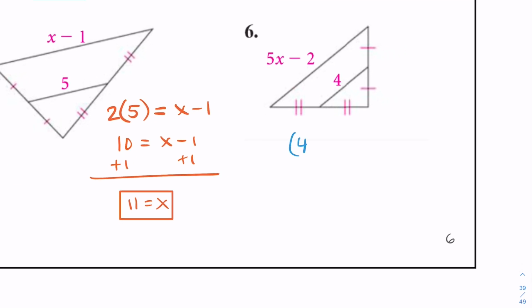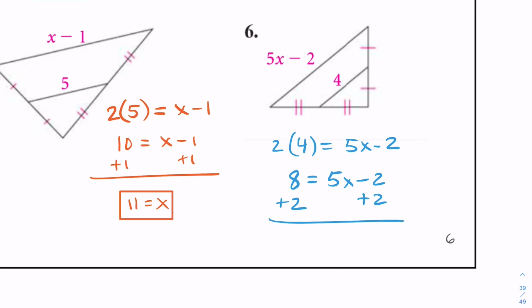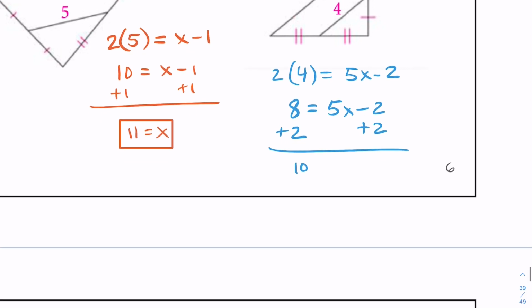4 times 2 equals 5x minus 2. So 8 equals 5x minus 2. So 10 equals 5x.